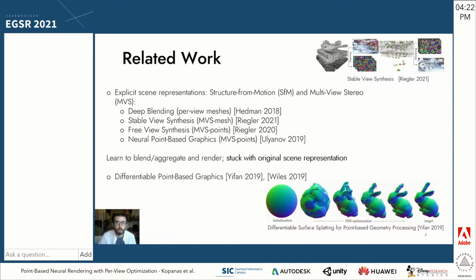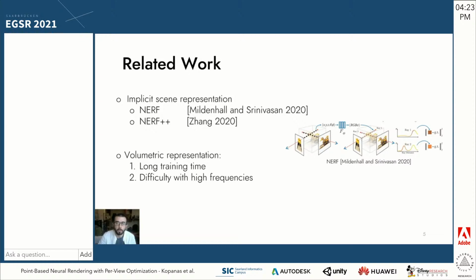All these methods learn to blend and aggregate input views in one way or the other, but they are stuck with the original scene representation. Recently, methods that allow differentiable point-based rasterization have been proposed by Yifan and colleagues, and we use them to overcome this issue. The second category is the most recent and very interesting work of neural radiance fields that incorporates an implicit scene representation fully modeled inside an MLP. This work uses a volumetric representation which makes training long and cannot deal well with high frequencies.